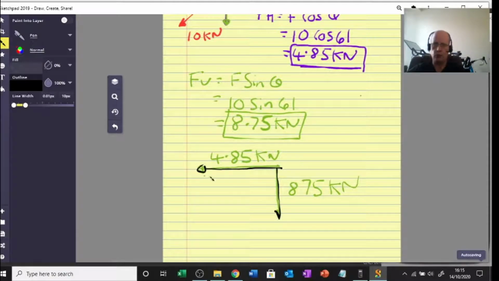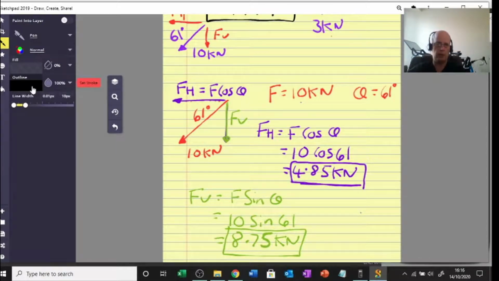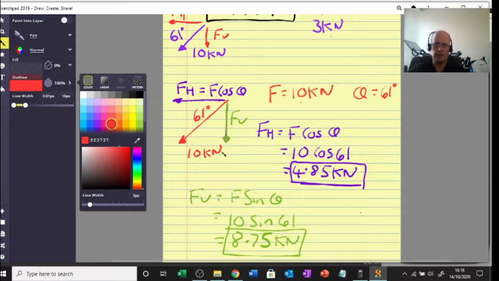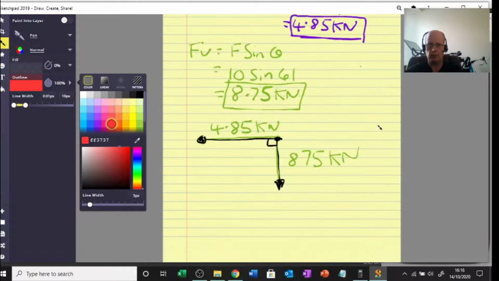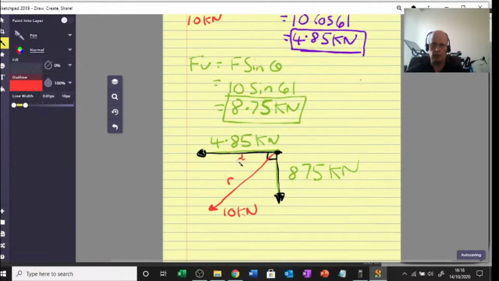Now, if this was you, and you were being pulled this way, 4.85 kilonewtons, and you were being pulled directly down, this is 90 degrees by the way, 8.75, the resultant force would be what? Put your hands up. It's going to be 10 kilonewtons, 61. So you would go something like this, wouldn't you? Not to scale again. 10 kilonewtons, 61 degrees in there. Ignore all that mess. That's what it means.